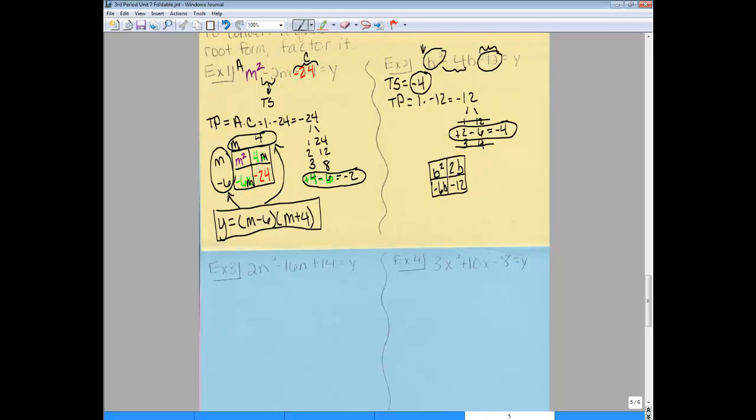Factors of b squared is just b times b. What times b gives me 2b? It's 2. What times b gives me negative 6b? Negative 6. So now this will make my new equation. Y is equal to b minus 6 and b plus 2.